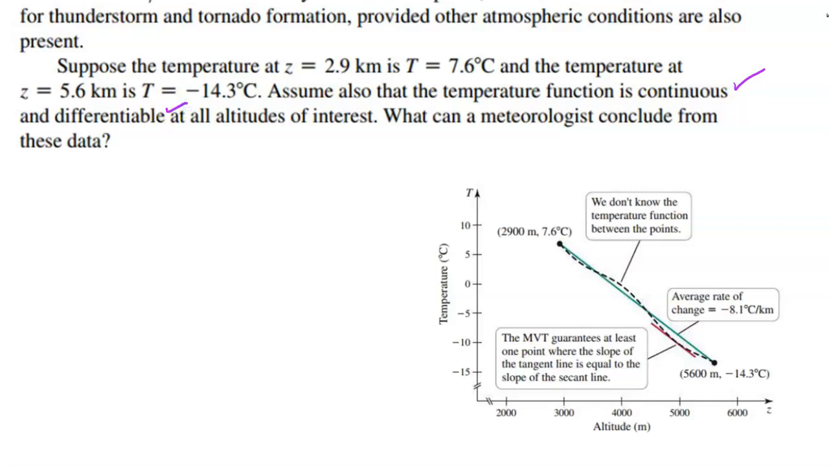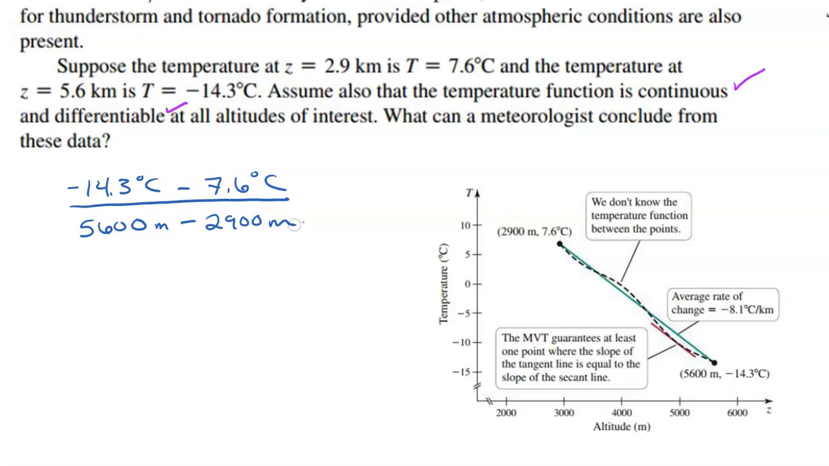Okay. So now we're going to find the mean of the two endpoints. So the mean between the two endpoints. To the right, we have negative 14.3 degrees Celsius minus, to the left, 7.6 degrees Celsius over 5,600 meters, excuse me, that says meters, minus 2,900 meters. Okay, so this will give me negative 8.1 degrees Celsius per kilometer.